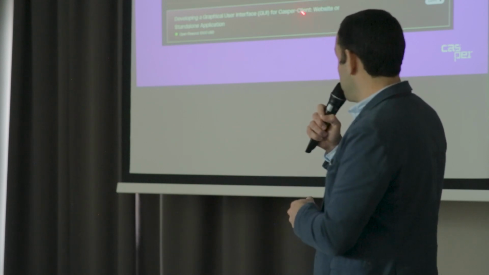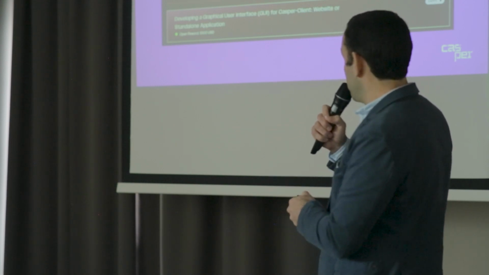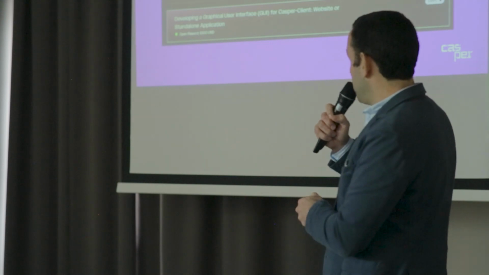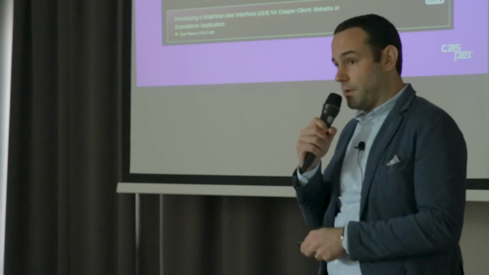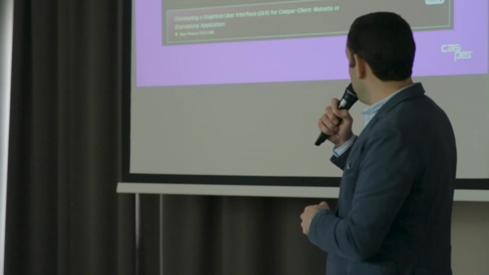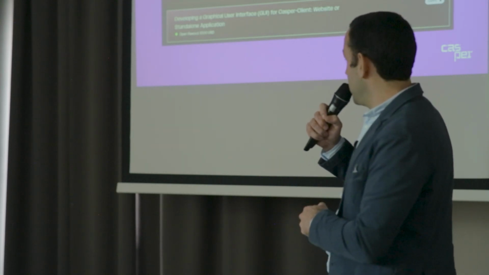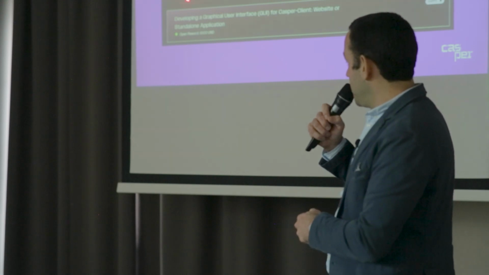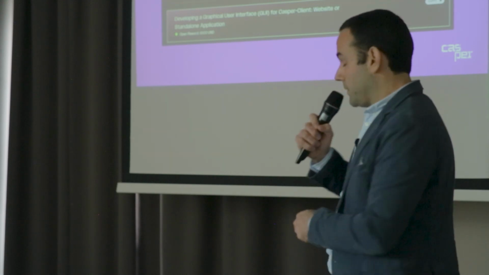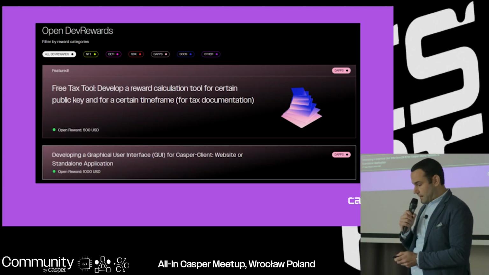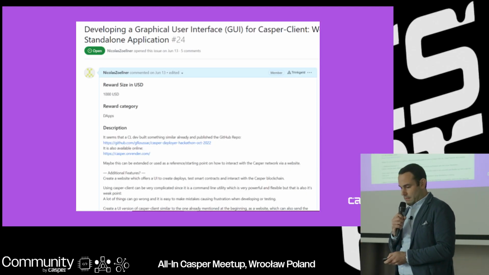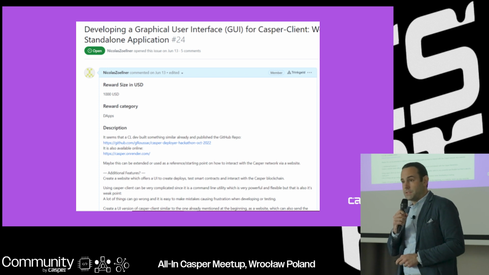So for example, these are the dev rewards that were currently launched. For example, it's about the free text tool: develop a reward calculation tool for a certain public key and for a certain time frame, for text documentation in this case. And you see here it's open. The dev reward is about $500 worth. Then you can click on it and you will get redirected to the GitHub repository.